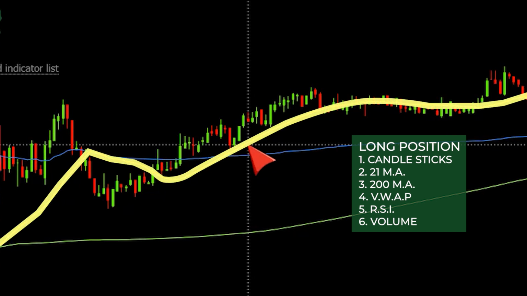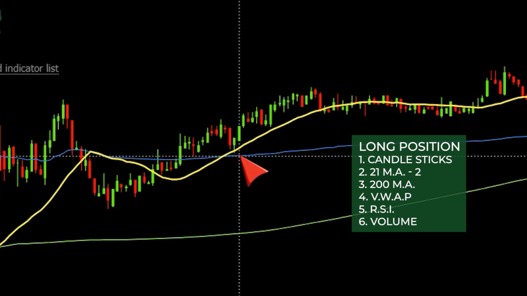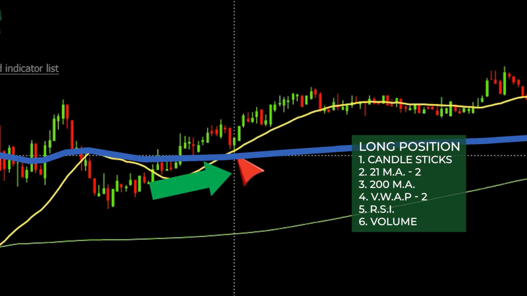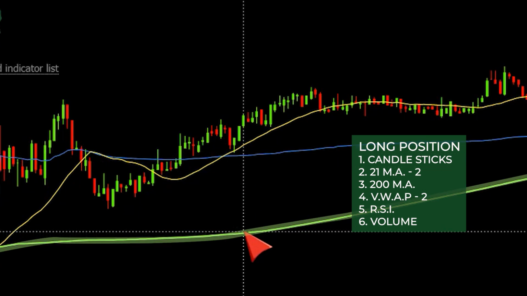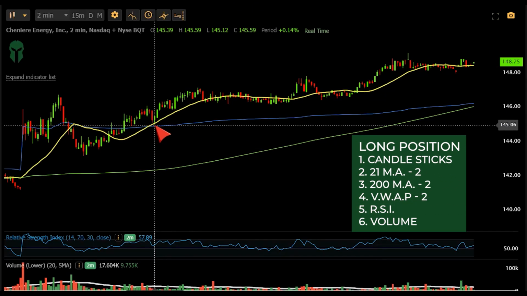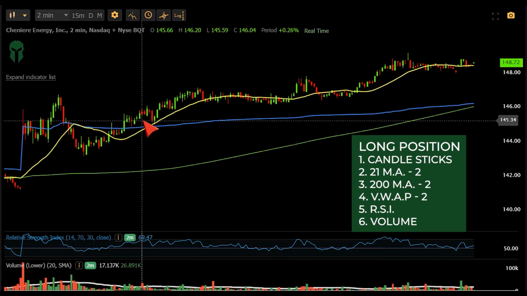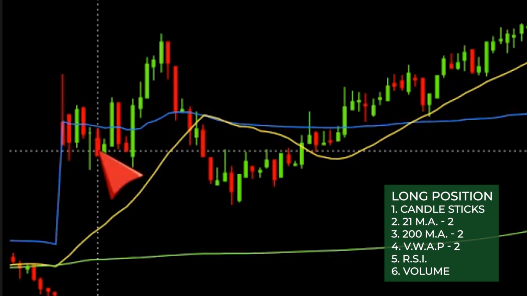Are we above the 21 moving average? Yes. Is the 21 moving average pointing up? Yes. Are we above VWAP? Yes. Is that pointing up? Yes. So far, we're up to 4 points. Are we above the 200? Yes. Is that pointing up? 6 points. Now, we wouldn't know from this side to the right what is going on yet. So we only have this data from here over.